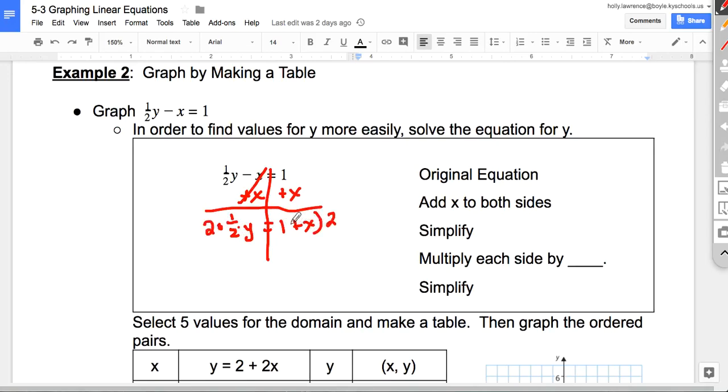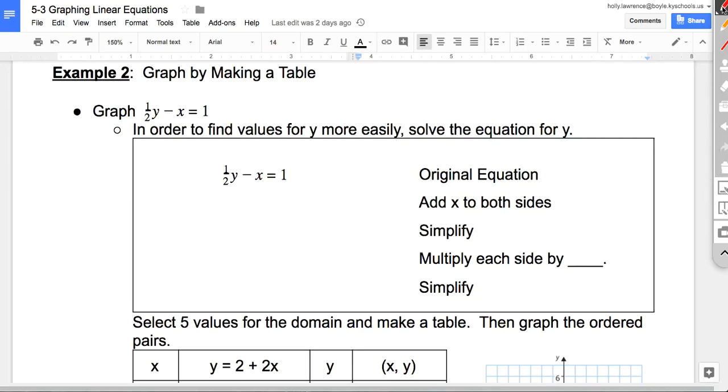And whenever I multiply one thing, I have to multiply it all. So this 2 times 1/2, that's going to cancel out and give me 1 so that the y is left by itself. On the other side, everything's being multiplied by 2, so that's going to leave me with 2 plus 2x. So we multiplied each side by 2. So once we get this, we have our output by itself, y, and then we're going to plug in an x value to figure out what the coordinate will be so we can graph it.